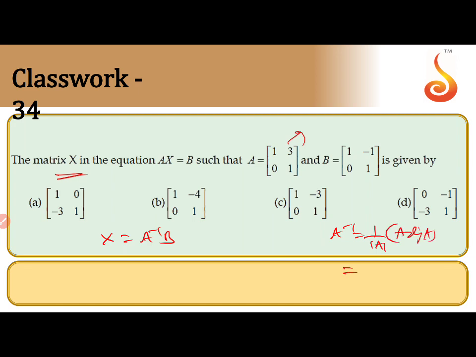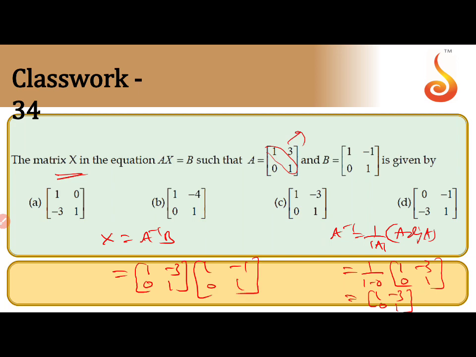So what is 1 by det A? 1 by 1 minus 0, into adjoint A. As I told, for the adjoint, these two are reversed and the other things get opposite signs. That means A inverse is 1 minus 3, 0 and 1. So what is the X value? X equals A inverse into B. A inverse is 1 minus 3, 0, 1, and B is 1 minus 1, 0, 1. Clear this one? You have to multiply to get the answer. I will do it on the next page.